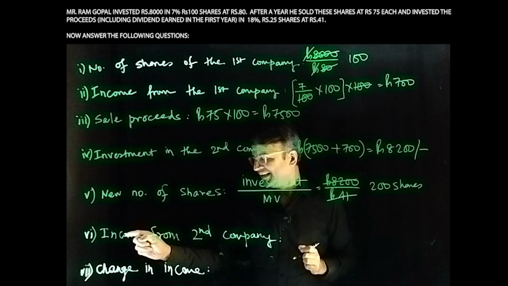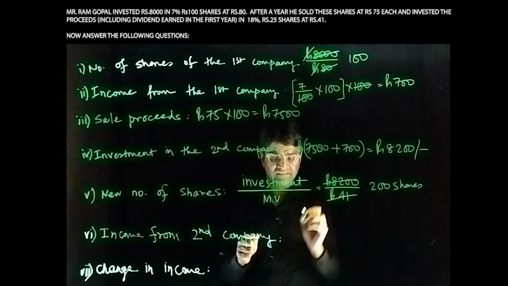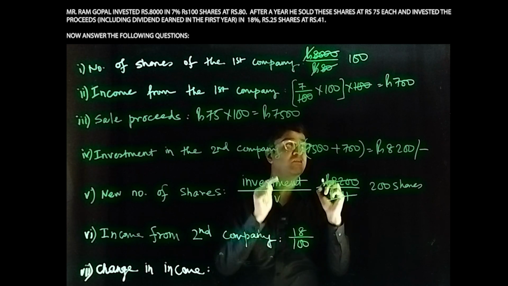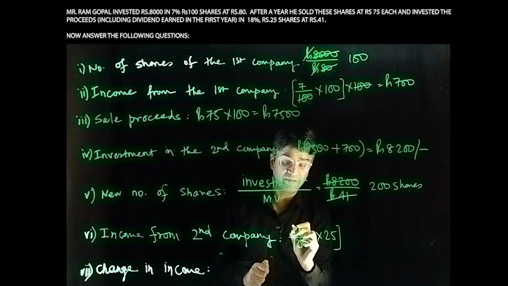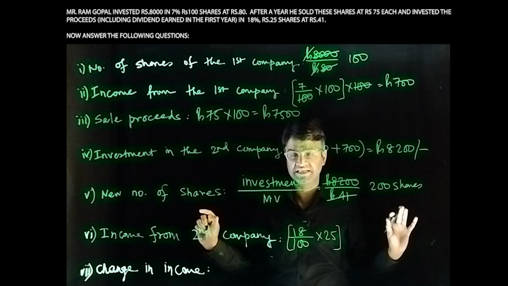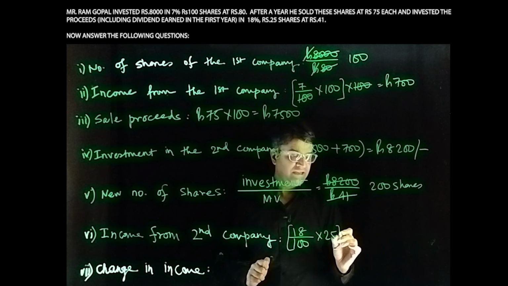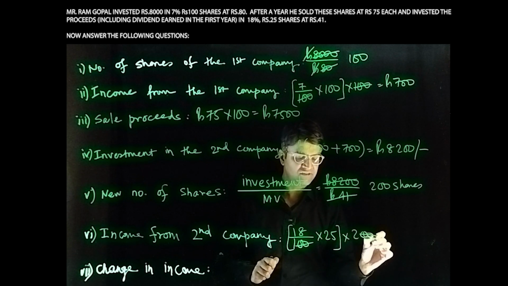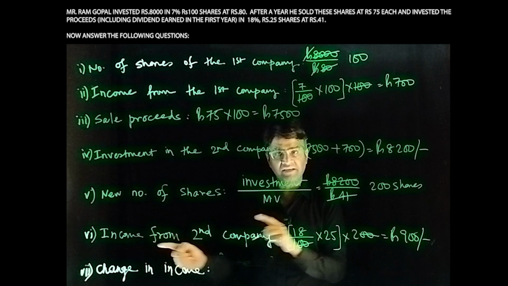Okay, let's see. Income from the second company. It says that the rate of dividend is 18%. So percent means there has to be 100 in the denominator. And the nominal value is 25. Again, let me tell you that the company pays dividend on nominal value always. They do not care about the market value at all. Into how many shares? 200 shares. So let's see what happens here. Rupees 900. That's the income from the second company.